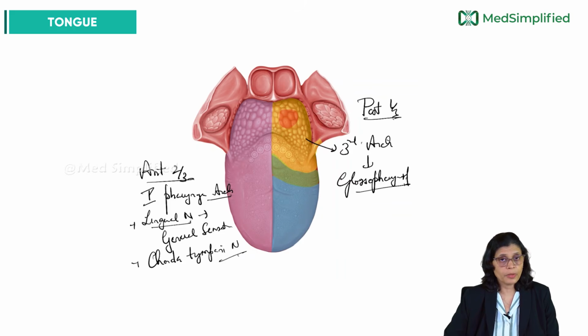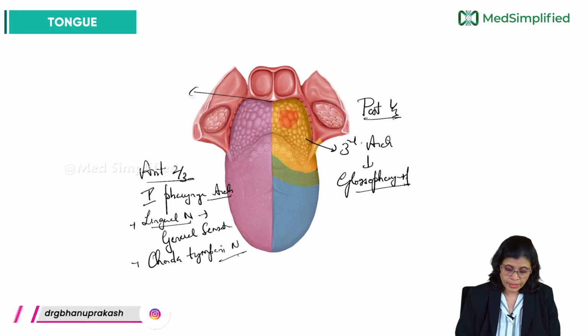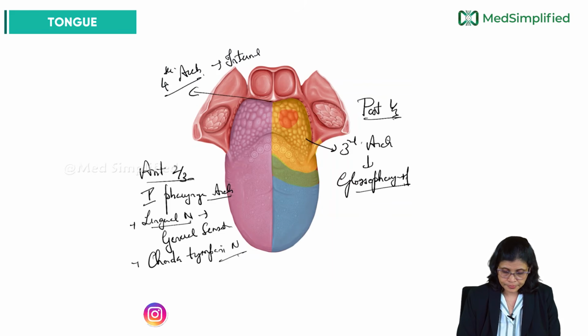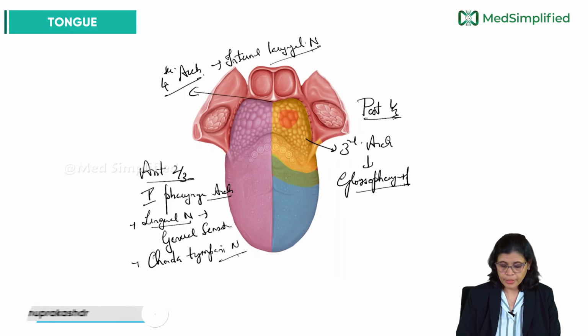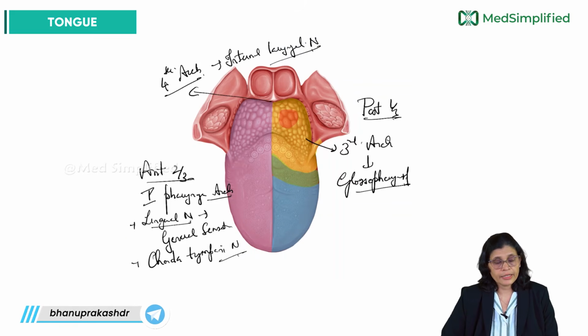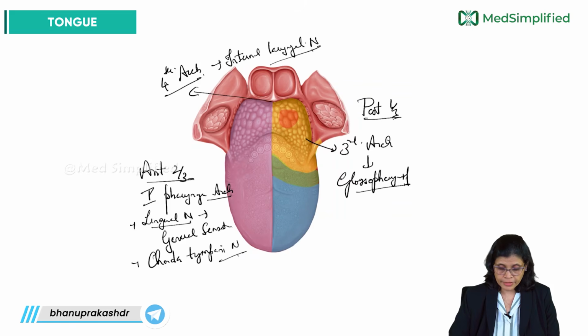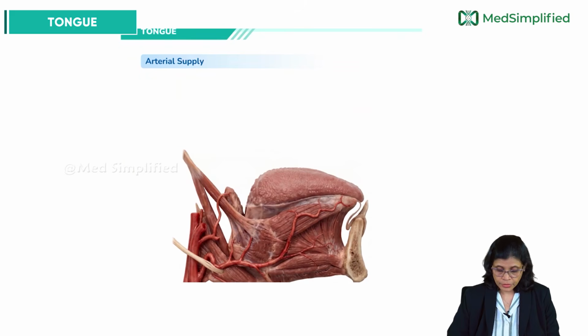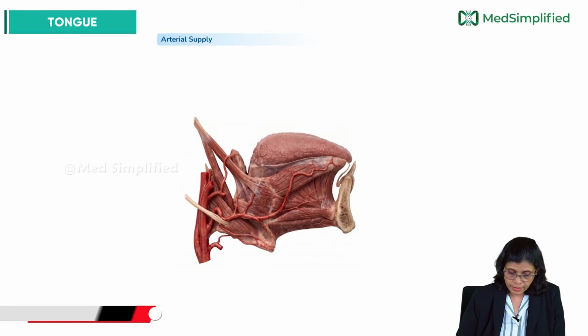And the posterior most part of the tongue is from the fourth arch, and the nerve of the fourth arch is the internal laryngeal nerve. So that part is supplied by the internal laryngeal nerve. That is about the sensory innervation of the tongue in relation to its development. Coming to the blood supply of the tongue, the tongue is supplied by branches of the lingual artery.